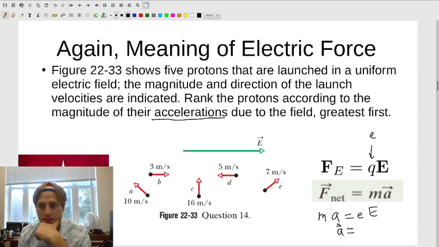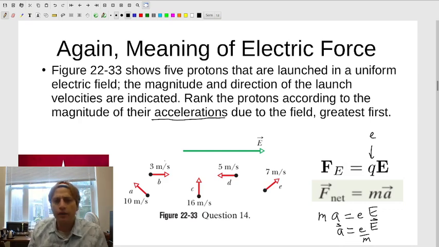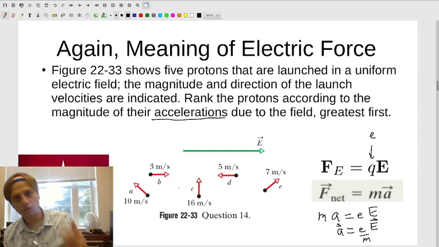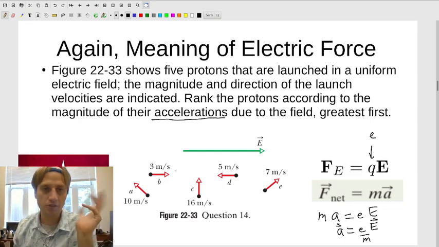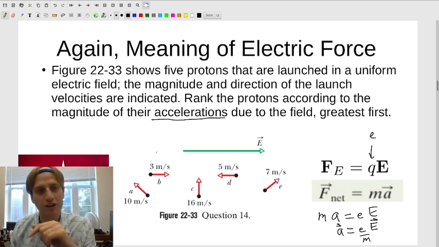So in this case, the acceleration would just be in the direction of the electric field. You'd have a factor of Q over m. But the fact is that because these all have the same charge and the same mass, they're all going to have the same acceleration. So that's a little bit of a confusing point. Don't get tricked.